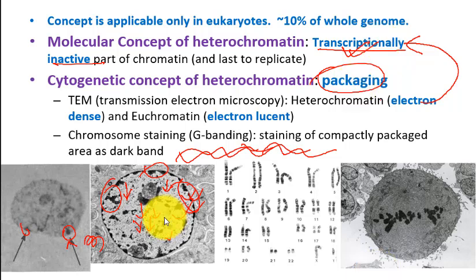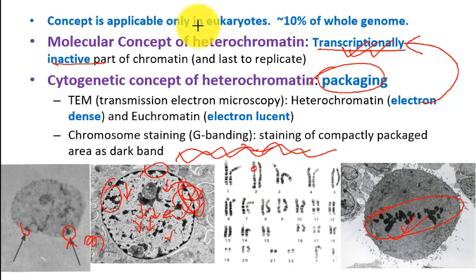Transcriptionally active DNA will be unfolded and electron lucent, and transcriptionally inactive DNA will be folded and electron dense. From this molecular concept, the whole chromosome is transcriptionally inactive, so the whole chromosome is heterochromatin from the molecular point of view. But yes, in regard to the presence and absence of genes, you can call the light part euchromatin and the dark part heterochromatin. But as a whole, the chromosome is molecularly transcriptionally inactive.